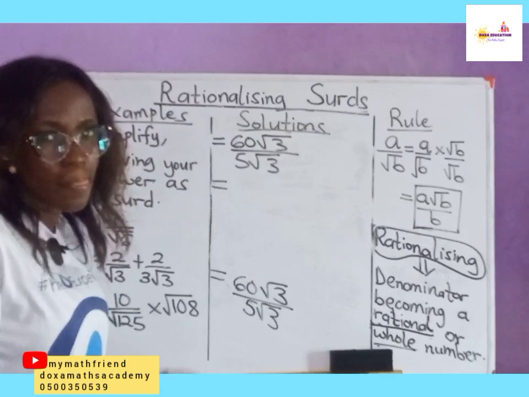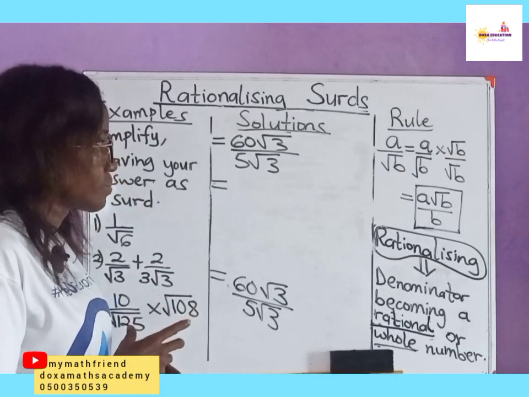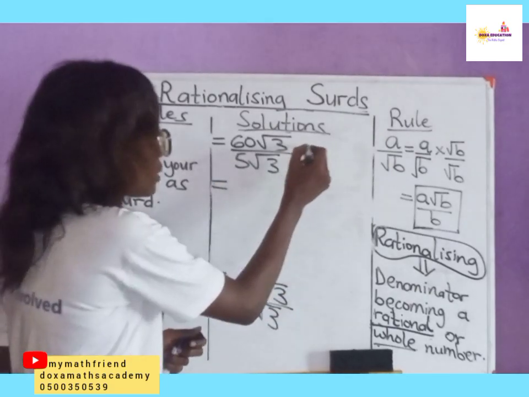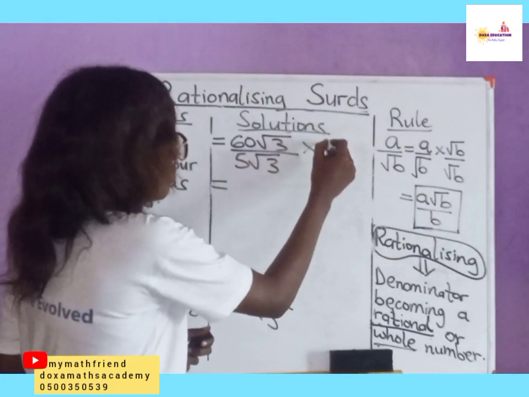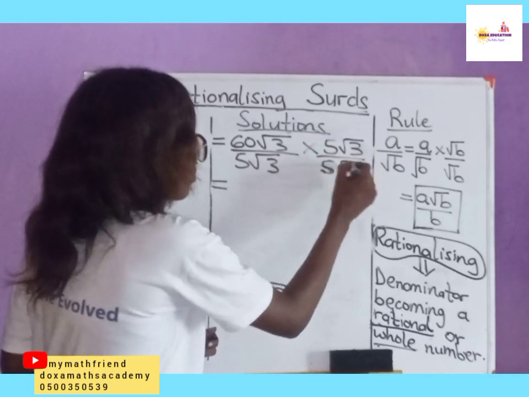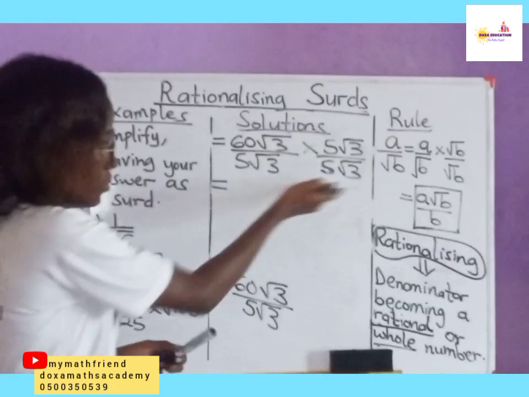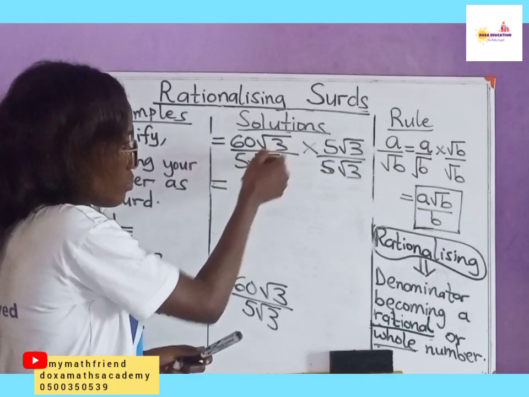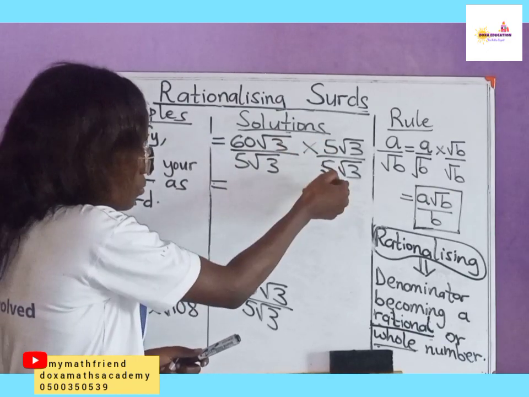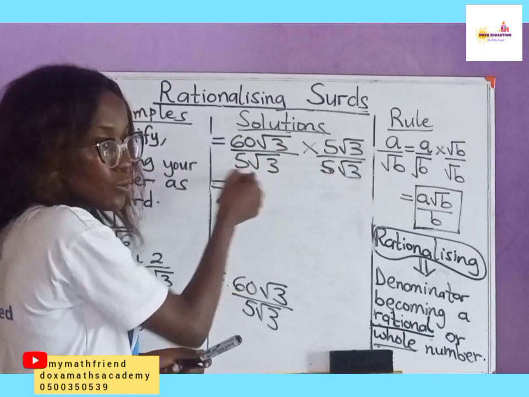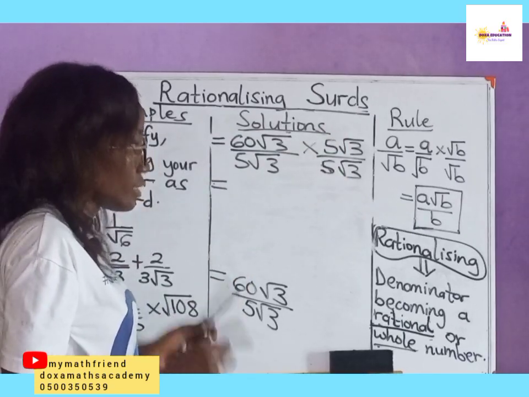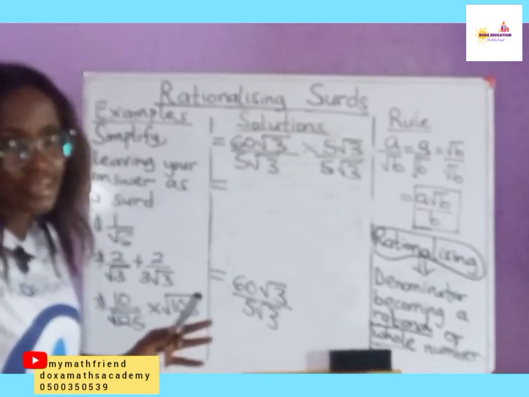You multiply both the numerator and the denominator by the denominator, which is 5 root 3. So this is times 5 root 3 over 5 root 3. Good, you get it. Numerator times this 5 root 3, denominator times this same 5 root 3. That's how to rationalize surds. That is the trick.